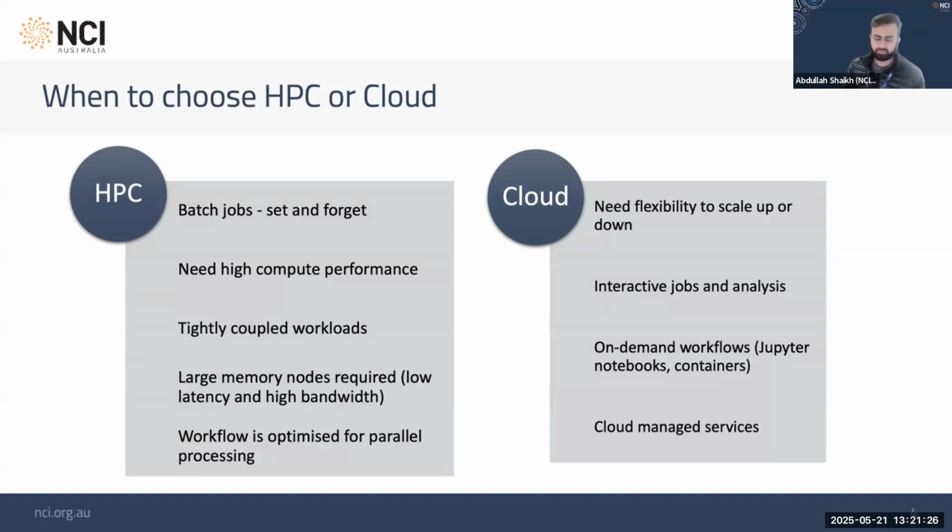In contrast, with HPC, I mentioned that it's a set and forget kind of setting where you submit your jobs as batch and then wait for your analysis to come to the front of the queue and get compute resources, process, and then you get the output. Cloud technologies are good for on-demand workflows as well, such as Jupyter notebooks, containers, and similar things. And then there are certain cloud managed services that might also be good for your use case. So cloud technologies would come in handy there.